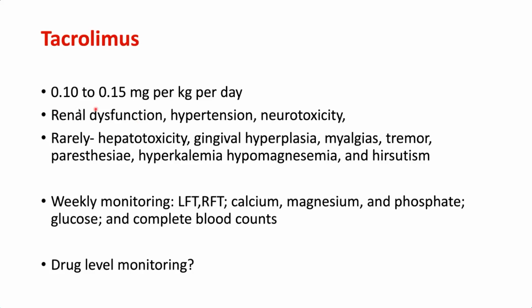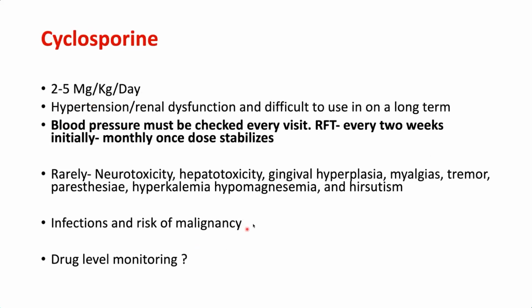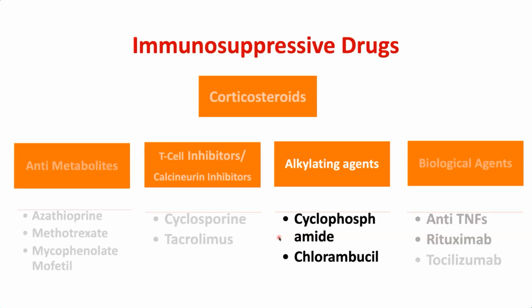Same for tacrolimus, the dose is 0.1 milligrams to 0.15 milligrams. The toxicity profile is also almost the same. We've seen PRES, posterior reversible encephalopathy syndrome, more in a few patients on cyclosporine. And one thing which I forgot: cyclosporine is also contraindicated in CNS involvement of Behçet's. If there is neuro-Behçet's, cyclosporine is contraindicated.